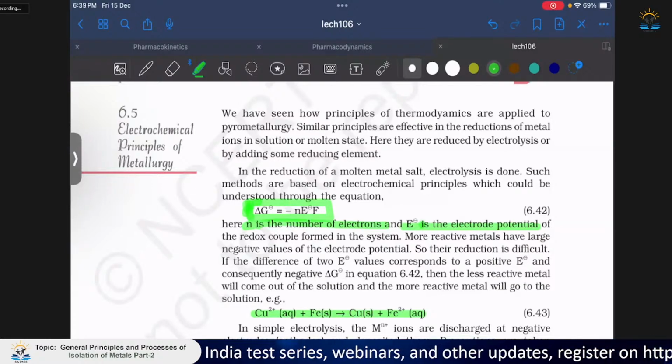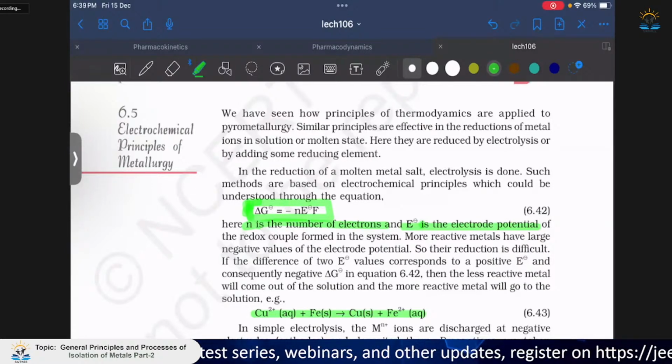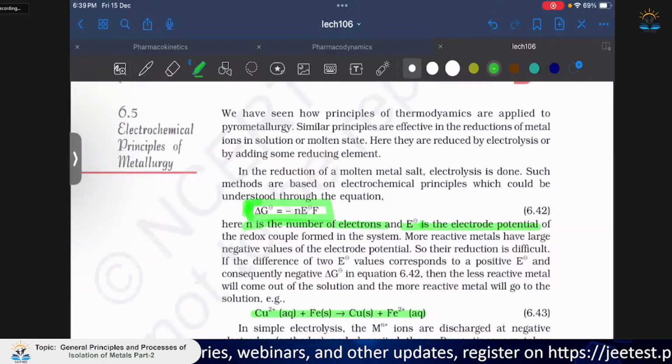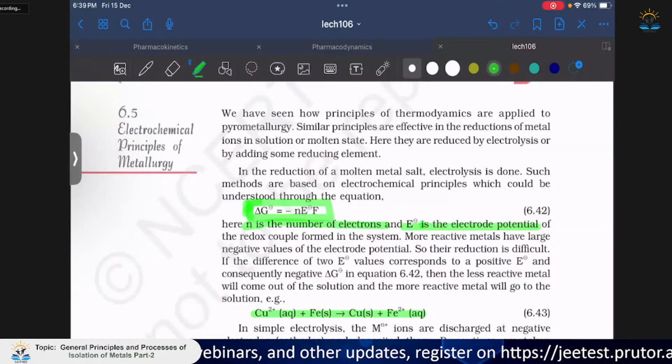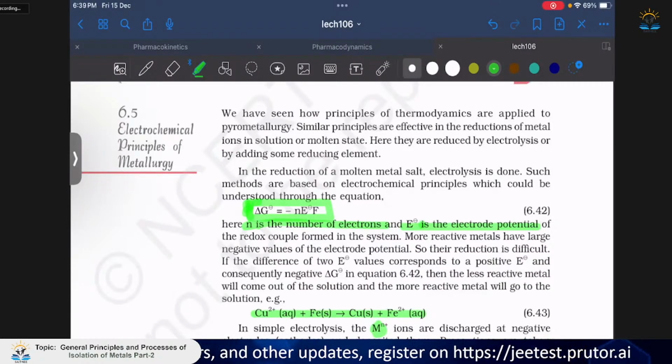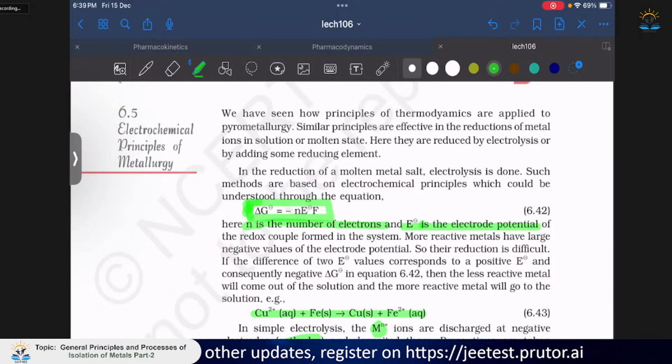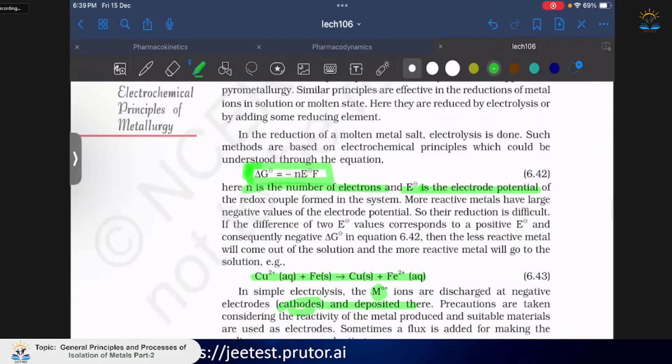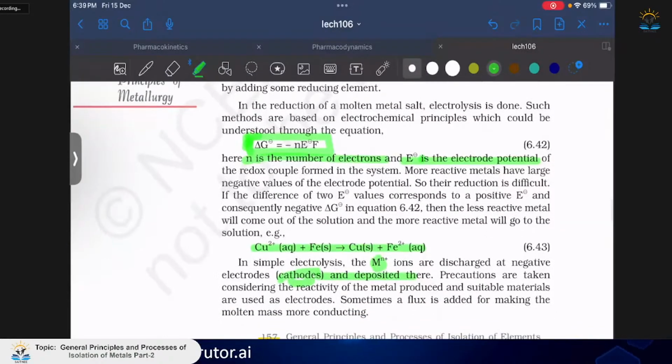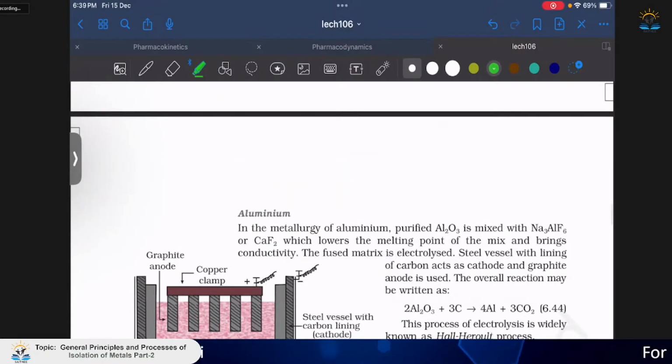Now in simple electrolysis, what happens? Ions are discharged at the electrodes. Cations are discharged at the cathodes and deposited there. So cations are attracted towards the cathode and they get deposited there. Precautions are taken considering the reactivity of metals. We will see how to electro-refine aluminium.